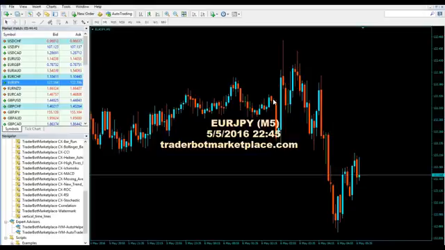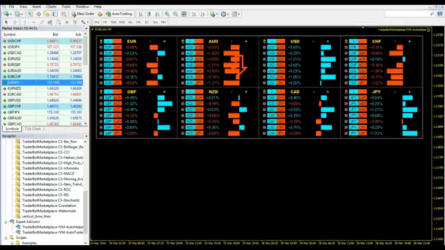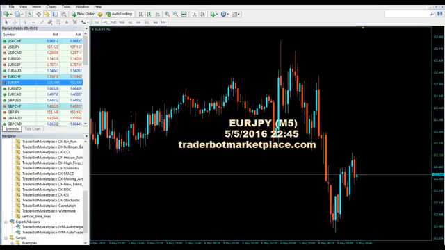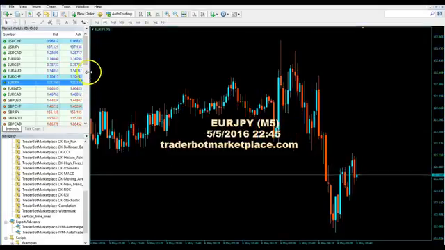At TraderBot Marketplace, we have a tool that will let you scan the entire market in literally a second. Let's go take a look at it. Okay, right now I see that the Australian dollar and the US dollar is the one that is moving. Let's go take a look at the Australian dollar, US dollar.